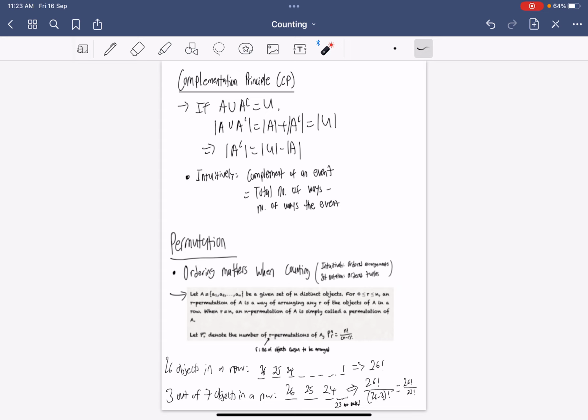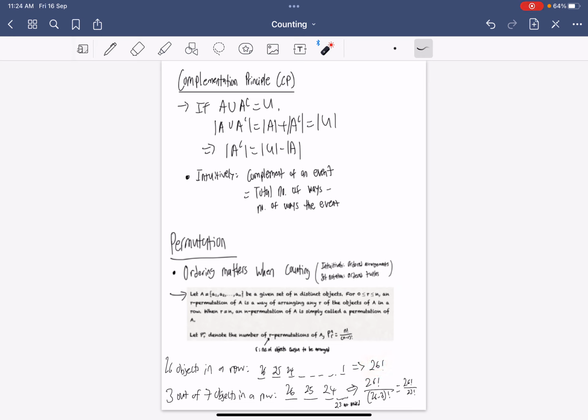Now, let's touch on one of the counting techniques, which is to count the number of arrangements based on a given set of n elements. These arrangements are defined to be called permutations, and the ordering of it matters since we are arranging them. Take for example our 26 objects in a row. That's basically what we have already done with the 26 letters of the alphabet. And so the answer is 26 factorial.